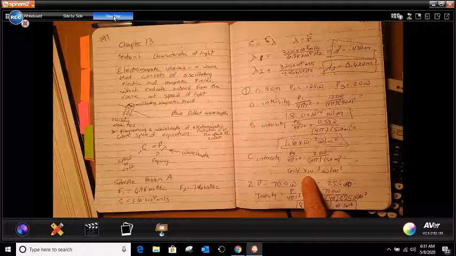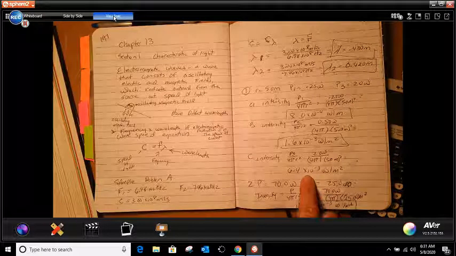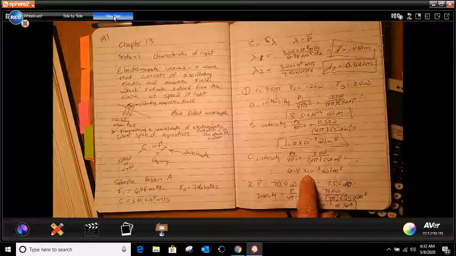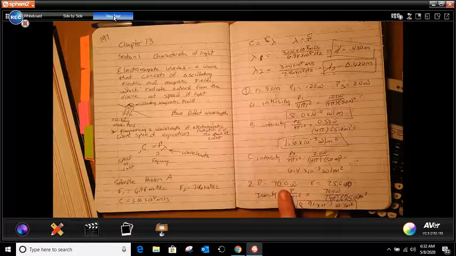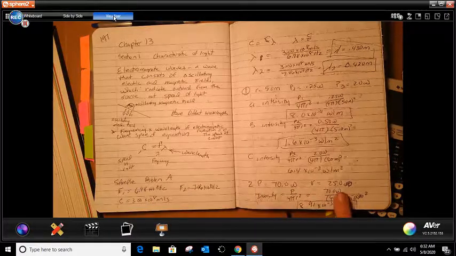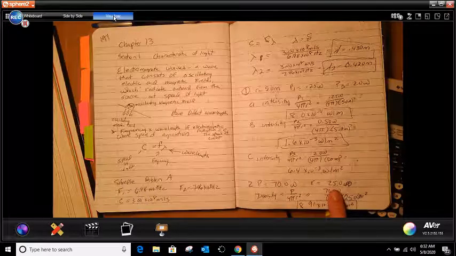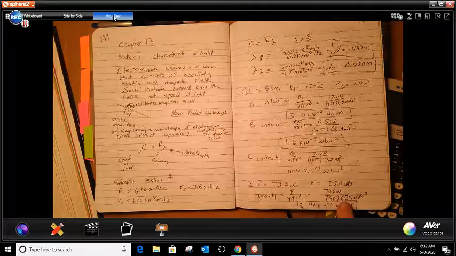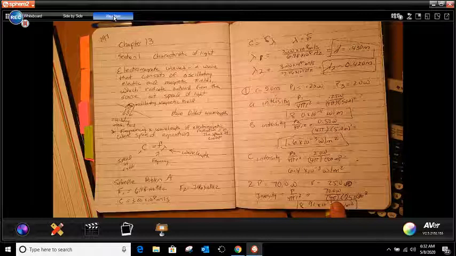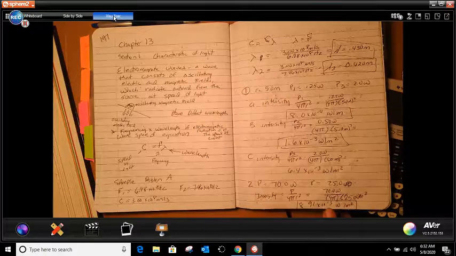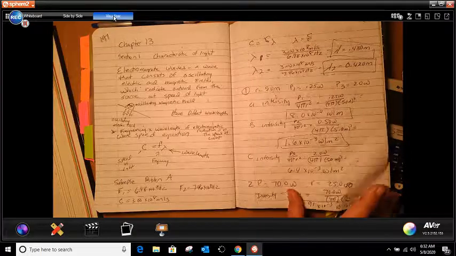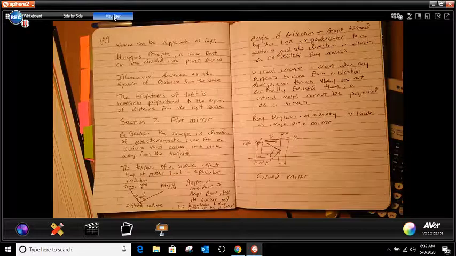Number 2, what is the wavelength of an FM radio with 80 to 108 hertz? So we're going to do 70, and we're going to take our 25 meters. So we take our 70 divided by 2 pi times 25 meters squared, which will give us 8.9 times 10 to the negative 3. So I only did 2 of those.